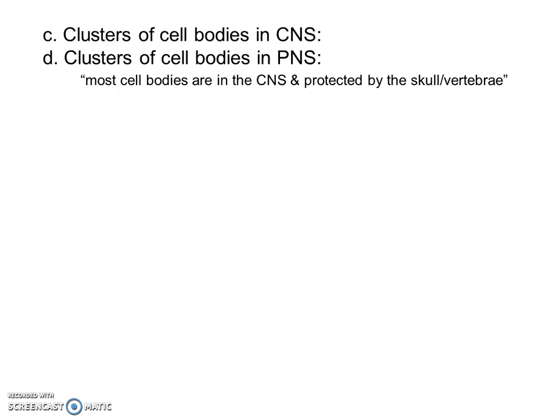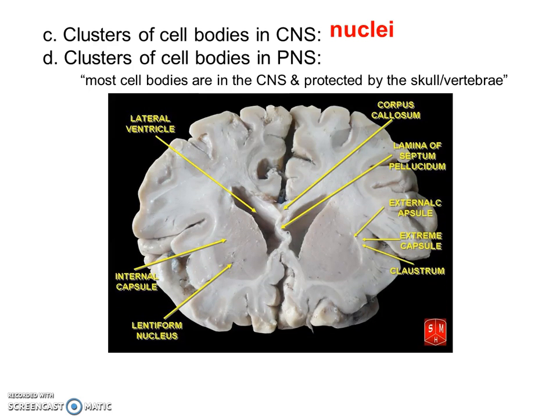Now, cell bodies are clustered together in the central and peripheral nervous system, and where you have a cluster of cell bodies in the central nervous system, we call that a nuclei or a nucleus. Where we have clusters of cell bodies in the peripheral nervous system, we call that ganglia.